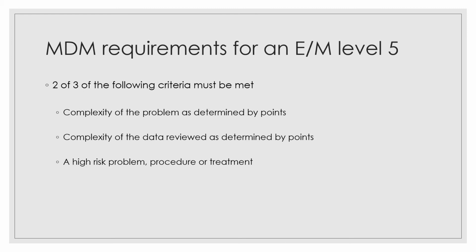So for the medical decision-making requirements for an evaluation and management level of 5, 2 of 3 of the following criteria must be met: complexity of the problem as determined by points, complexity of the data reviewed as determined by points, and a high-risk problem, procedure, or treatment. Again, it's not necessarily your job as a medical scribe to determine the level of medical decision making. It is your job, simply and importantly, to make sure you're documenting everything thoroughly so that differentiation can be made on the back end.